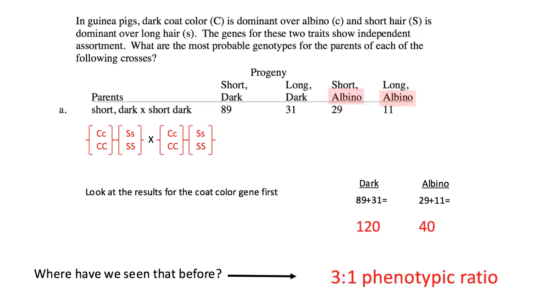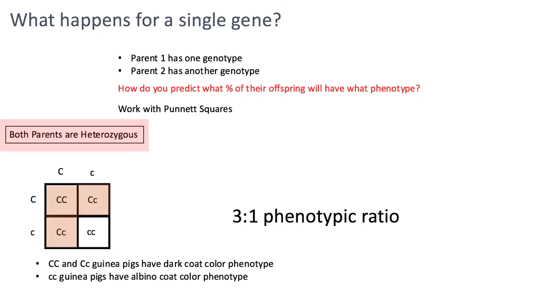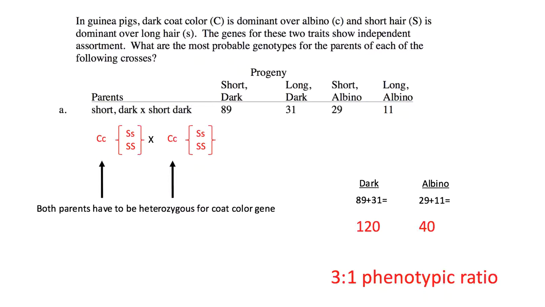Now, let's ask ourselves, where have we seen that ratio before? We learned about it back with our 2x2 Punnett square, where both parents are heterozygous for the gene in question. When both parents are heterozygous, then 3 out of 4 of their progeny, on average, will have the dominant phenotype, and 1 out of 4 will have the recessive phenotype. The result of this is that when you look at progeny numbers, you can see this 3-to-1 phenotypic ratio in the progeny from a heterozygote to heterozygote cross. Because this is exactly what we see here from the progeny numbers looking at the coat color, we know that for the coat color gene, the parents must both be big C, little c heterozygotes.